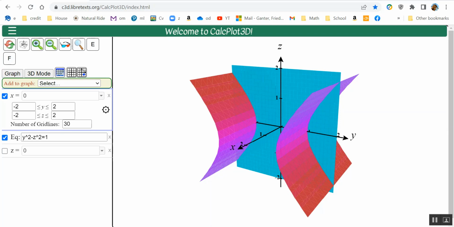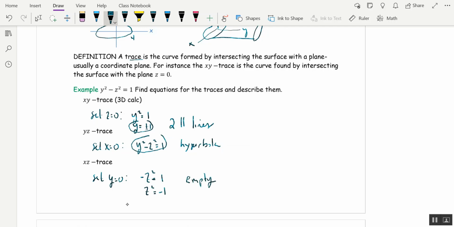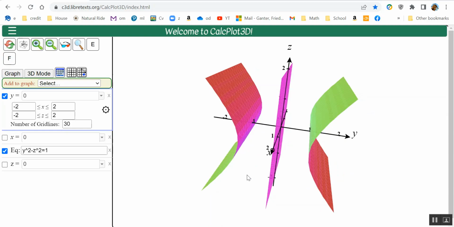And finally, the xz trace, we're going to set y equal to 0. And we get negative z squared is 1, or z squared is negative 1. Well, that can't happen. So that's empty. And let's take a look at that. Here I've graphed y equals 0, which gives me the xz plane, and you can see it's not intersecting that surface anywhere.